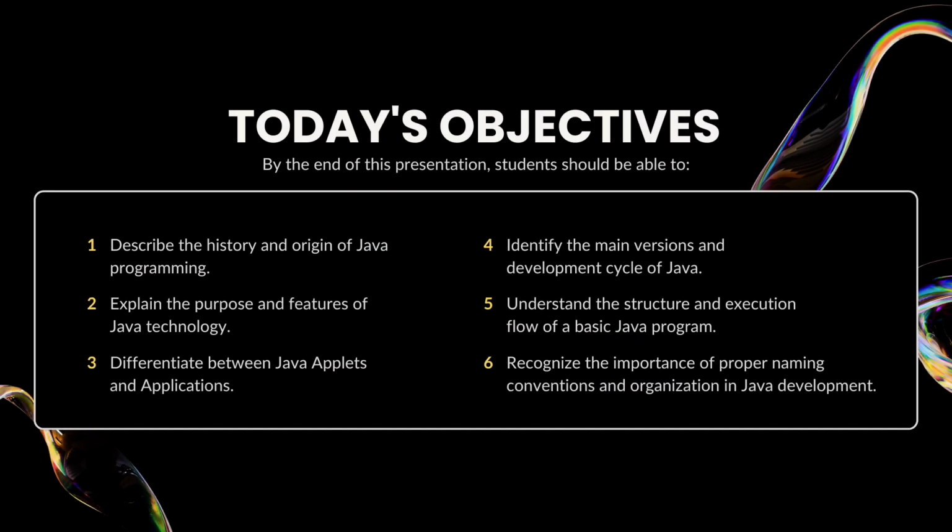By the end of this presentation, you should be able to describe the history and origin of Java programming, explain the purpose and features of Java technology, differentiate between Java applets and applications, identify the versions and development cycle of Java, understand the structure and execution flow of a basic Java program, and lastly, recognize the importance of naming conventions and organization in Java development.